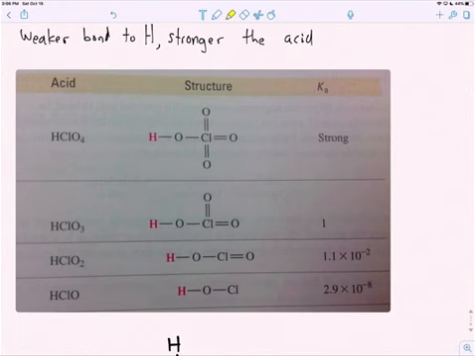Because these oxygens act like electron sinks. These oxygens are pulling electron density away, and it makes this bond very weak. That weak bond is easy to break. If it's easy to break, then it's easy to ionize, which makes it a strong acid. So the weaker that oxygen-hydrogen bond, or just the weaker the bond to the hydrogen in general, the stronger the acid. So that's where it comes from.